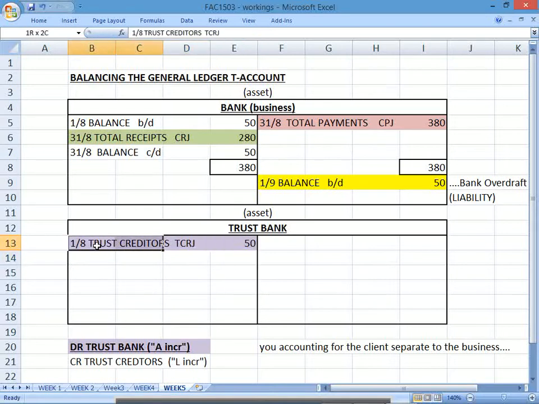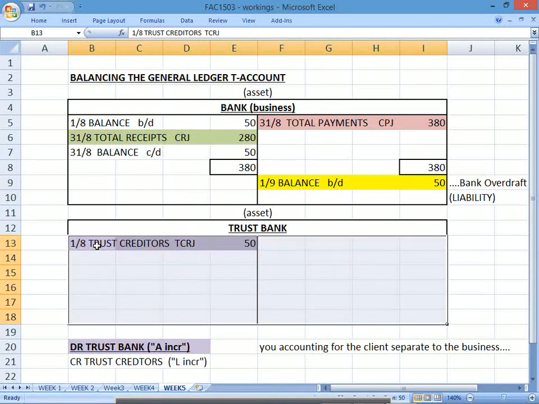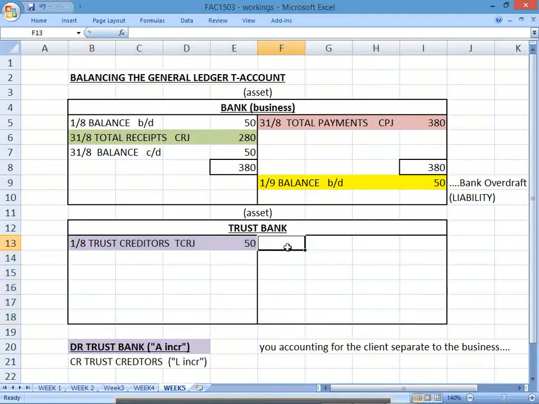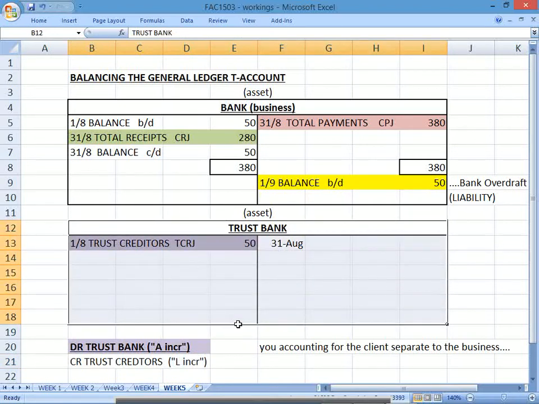Right, are there going to be payments from this account? Yes, there will be. And where would the payments have gone? In the trust cash payments journal. Anything that the client has to pay. So if the client has to pay for something, then you would record that here. So let's assume that for the month of August, there were payments. And what are the payments going to do to your liability? Increase your liability? A payment would decrease the trust bank account, right? And that would decrease the amount that you're owing the client.